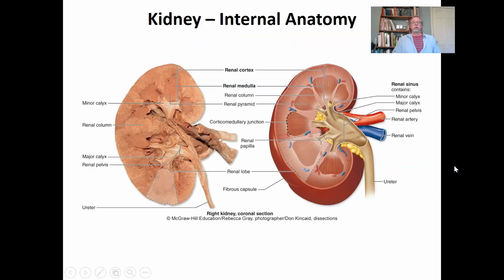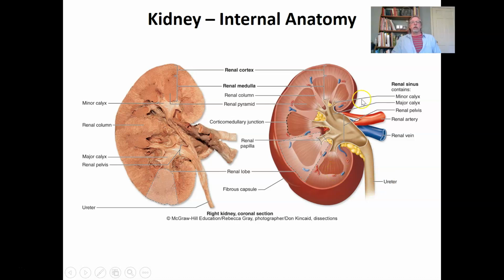Okay. All right, so here's a frontal section through a kidney. This is the right kidney. This would be the medial surface. This would be the lateral surface. This is an actual dissected human kidney, and this is a diagrammatic version of that.